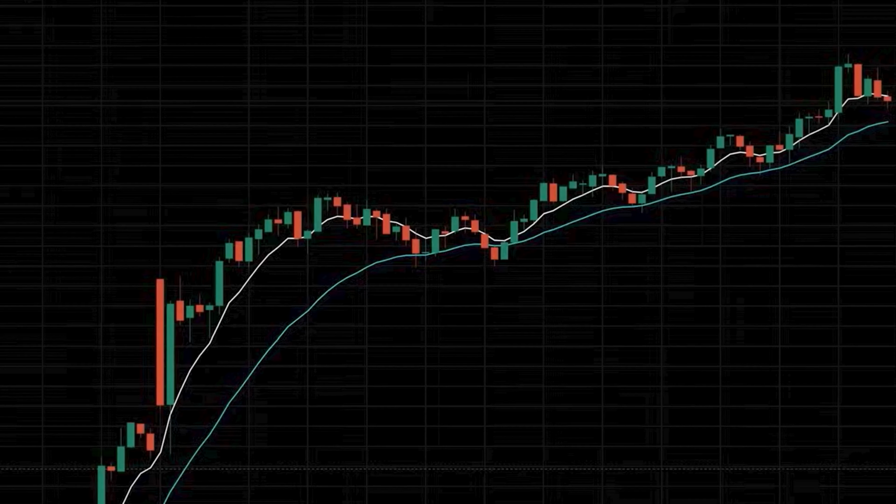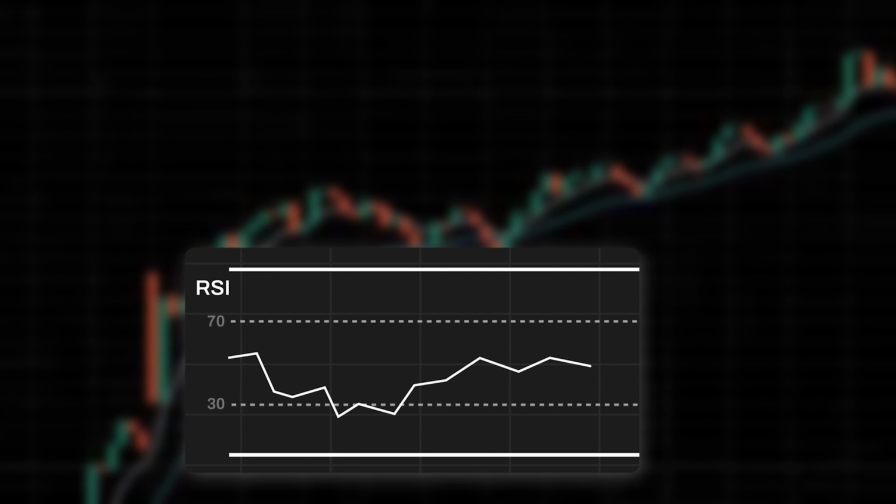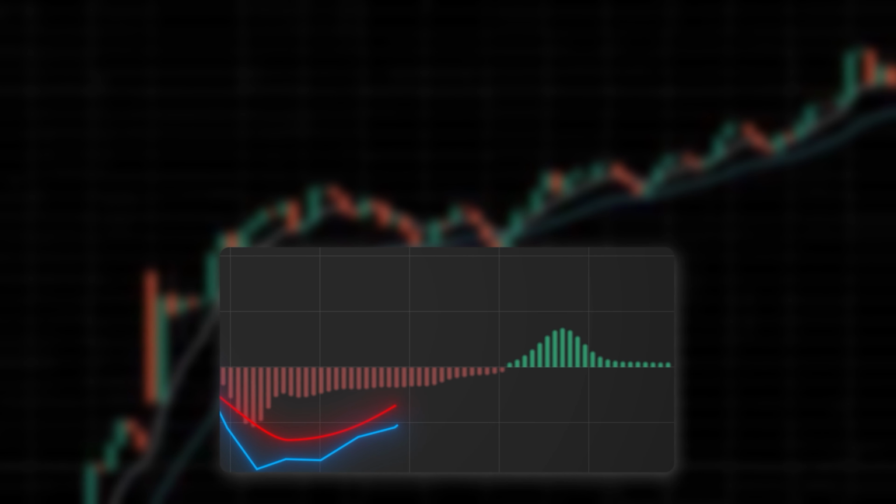Imagine you're looking to buy. Price is above a rising EMA. RSI is around 50 and turning up from a recent dip. And MACD just had a bullish crossover with the histogram moving into positive territory. That's 3 different tools telling you the same thing. And that alignment can give you the confidence to pull the trigger.